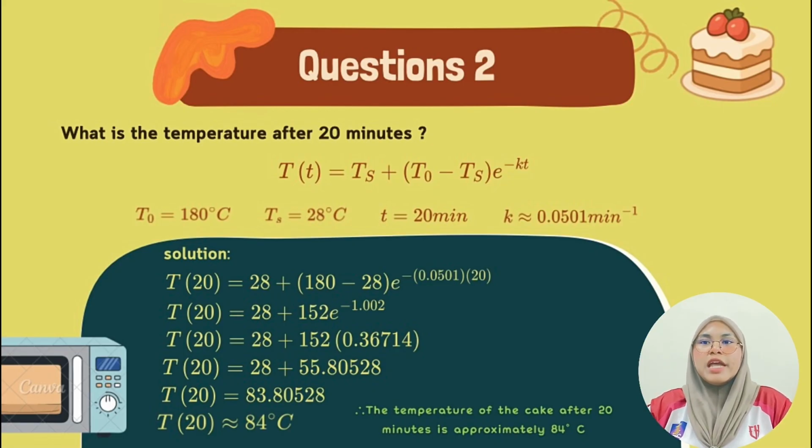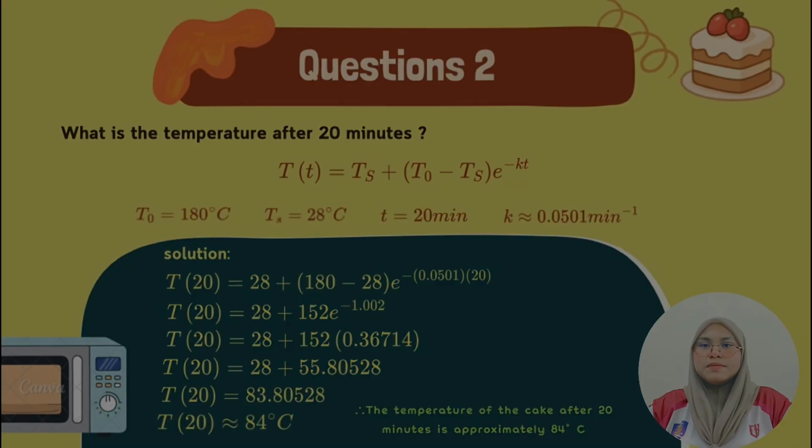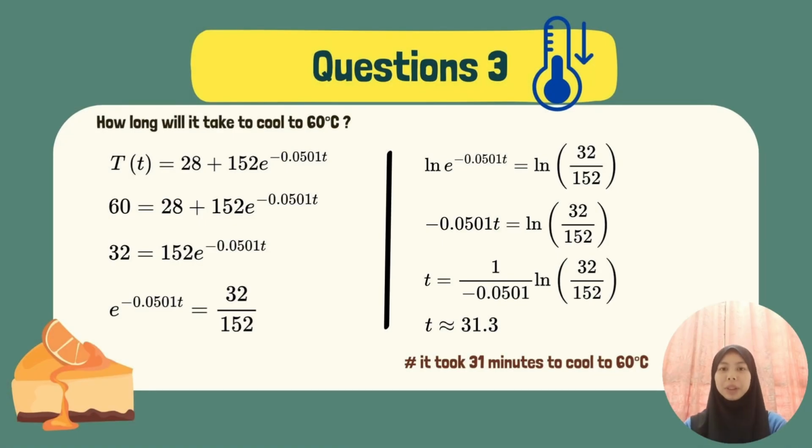And the answer is 83.80528. After rounding to a practical value, the temperature of the cake at t equal to 20 minutes is approximately 84 degrees Celsius. Hi, in this part we will determine the time needed for the cake to cool to 60 degrees Celsius.